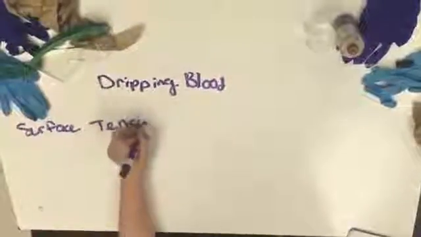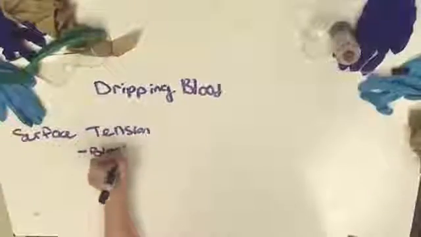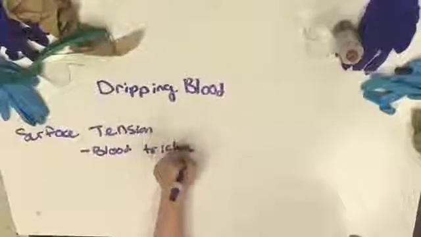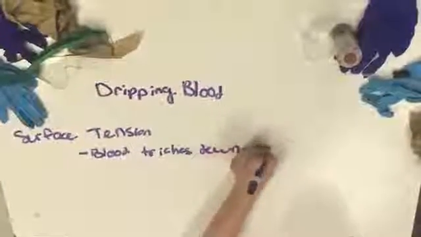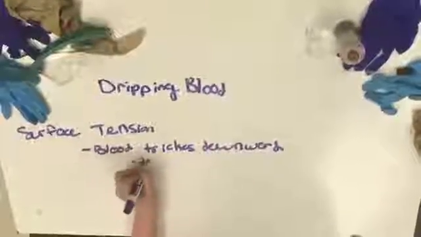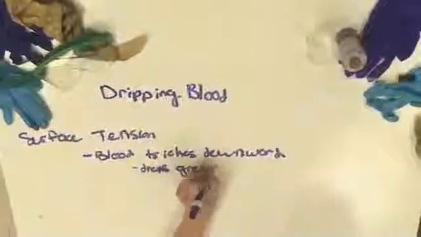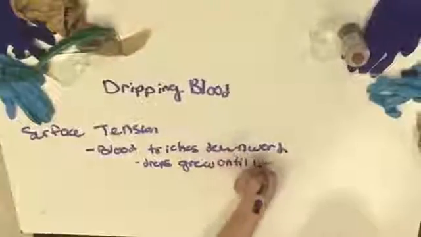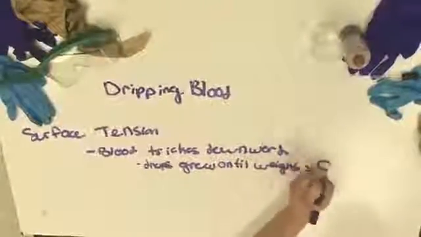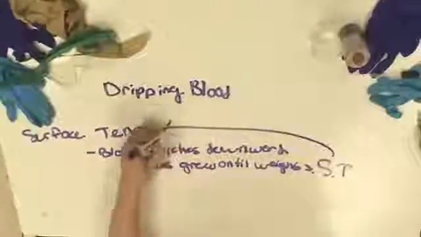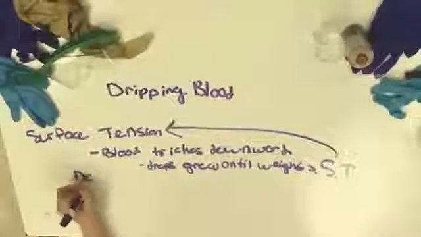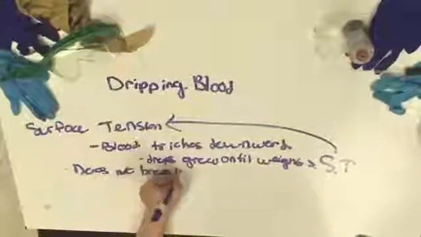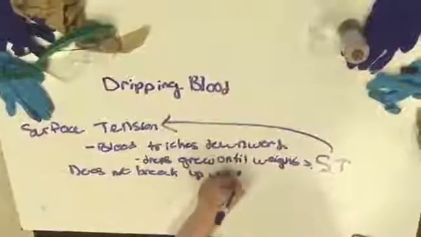Dripping blood does not break up until immediate impact. Dripping blood always trickles downward, and the blood drops grow until the weight has overcome the surface tension. A single drop breaks free and forms a teardrop shape. The surface tension pulls it vertically and horizontally, and the shape settles into a sphere.